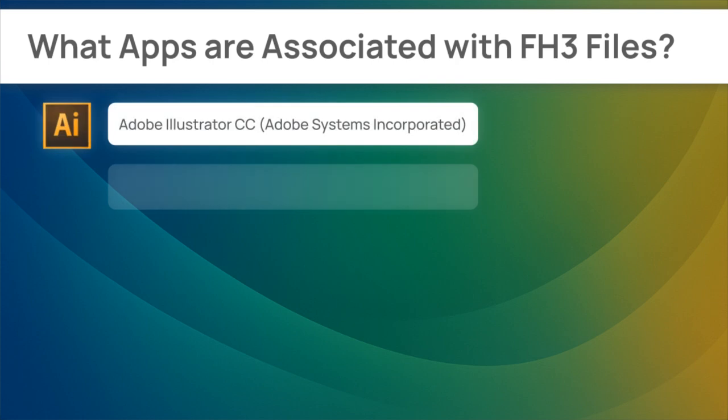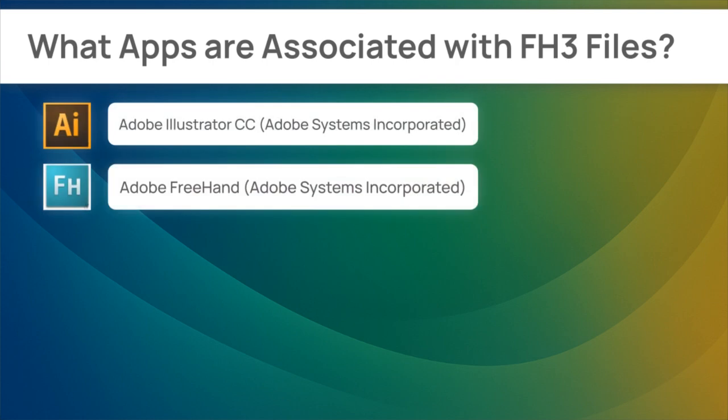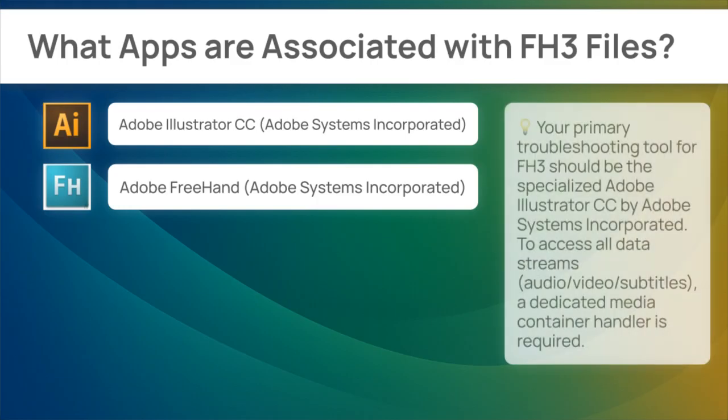To gain full access to FH3, the application needed is Adobe Illustrator CC from Adobe Systems Incorporated. Windows cannot reliably map the file's internal data paths for extraction. Windows can present rough previews, but actual editing needs a vector-focused tool.